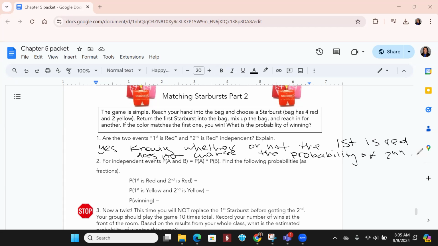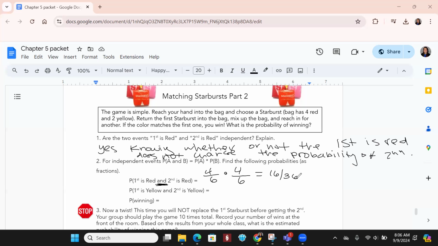Okay. So really quick, the probability of the first one is red, that's 4 out of 6, right? And what's the probability of the second is red? That's 4 out of 6. Remember, whenever we see the word and in between 2 things, we're going to multiply. And that's going to give us 16 out of 36.